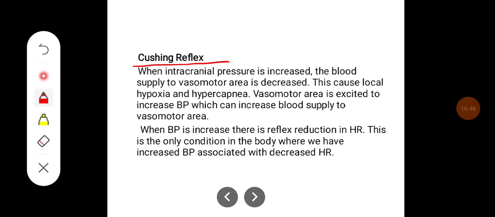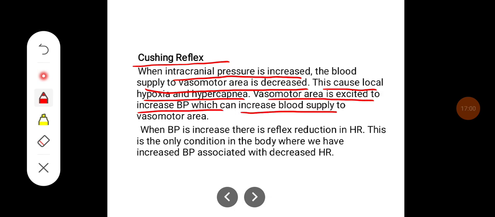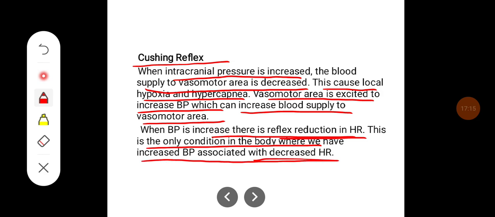Cushing's reflex: when intracranial pressure is increased, the blood supply to the vasomotor area is decreased. This causes local hypoxia and hypercapnia. Vasomotor area is excited to increase blood pressure, which can increase blood supply to the vasomotor area. When blood pressure is increased, there is a reflex reduction in heart rate. This is the only condition in the body where we have increased blood pressure associated with decreased heart rate.